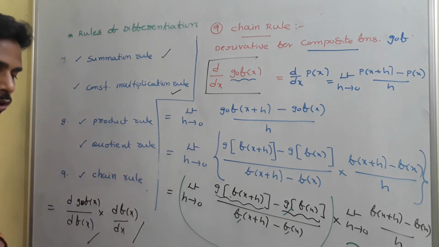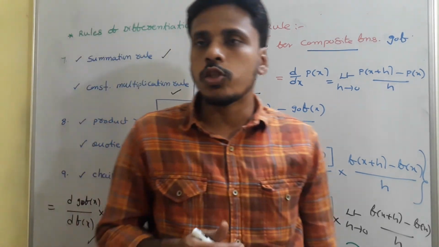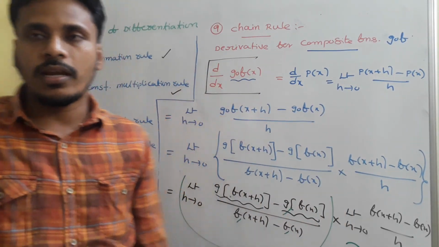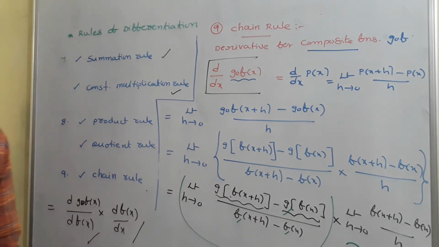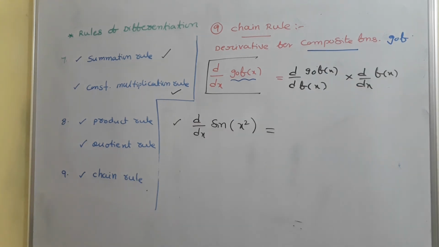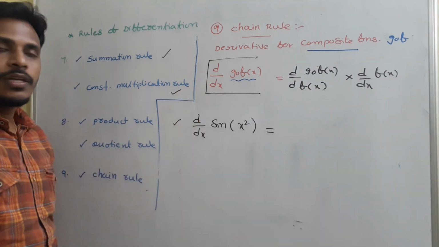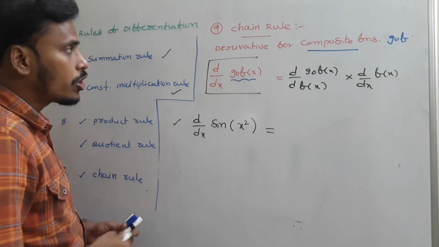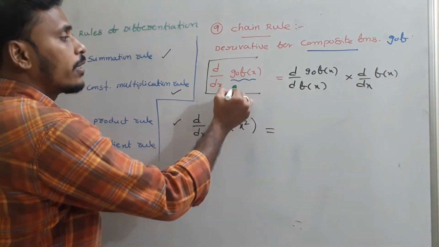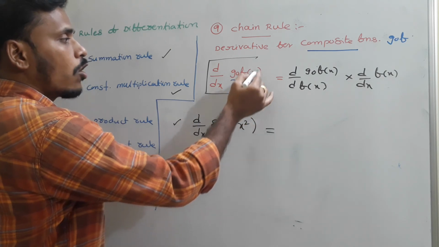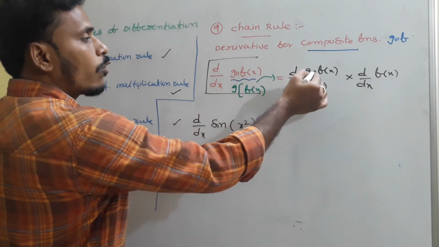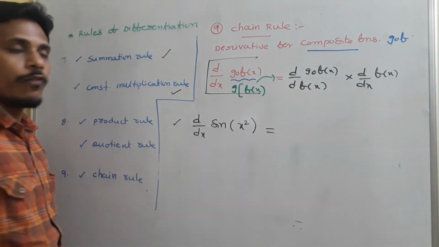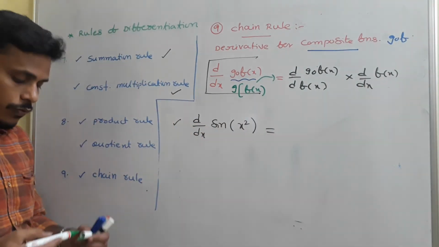As a rule, if you observe, it looks a bit complicated, but while solving problems it gives you a very interesting idea and you will solve easily. Just have a look. I will mention one example. So finally, d by dx of g circle f of x. G circle f of x means g of f of x. For that, the derivative is the derivative of g of f of x with respect to f of x, into the derivative of f of x with respect to x.